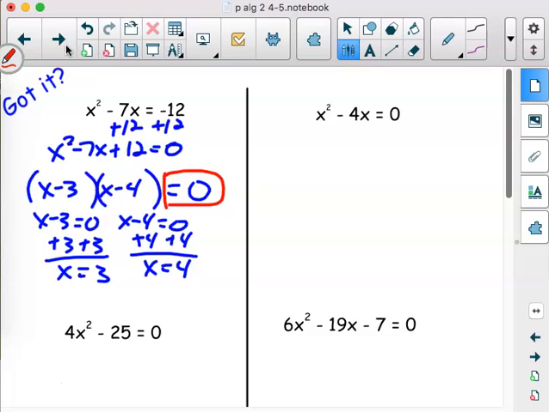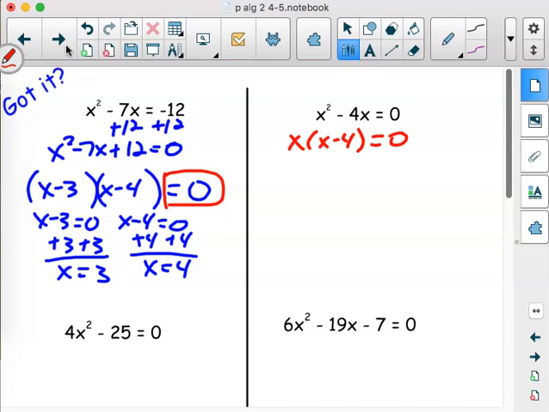All right, let's look at the one that's to the right here. X squared minus 4x equals 0. That one has a greatest common monomial factor. What could we pull out of it? What do x squared and negative 4x have in common? 2. No, there's no 2 in the x squared. X. Yeah, let's pull an x out.